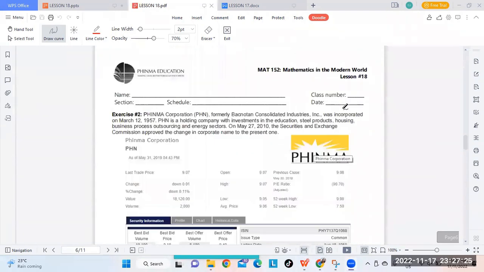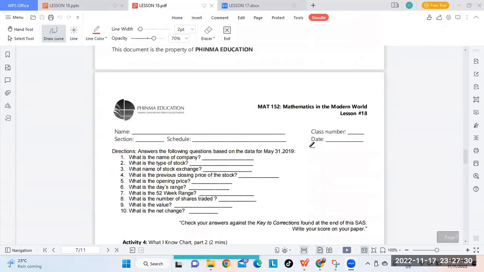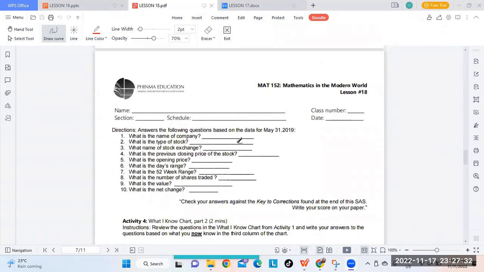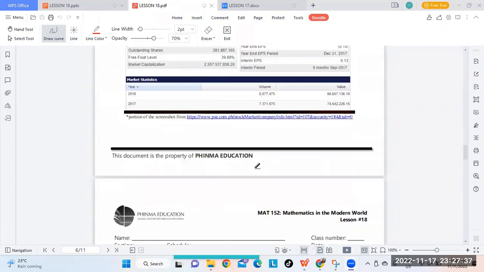Now, it's your turn to answer the exercise number 2. Answer the following questions based on the data for May 31, 2019.